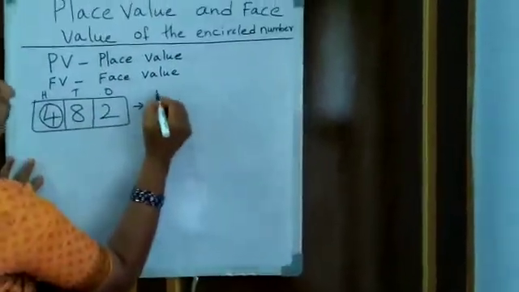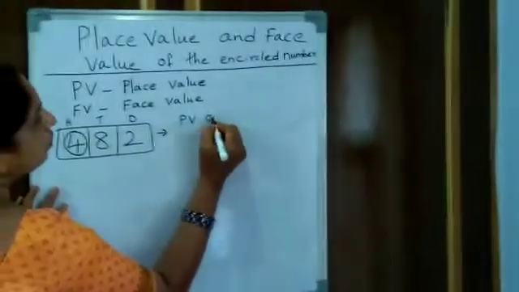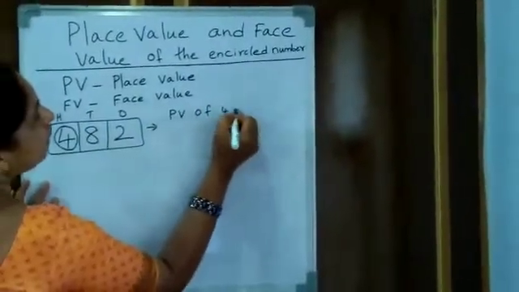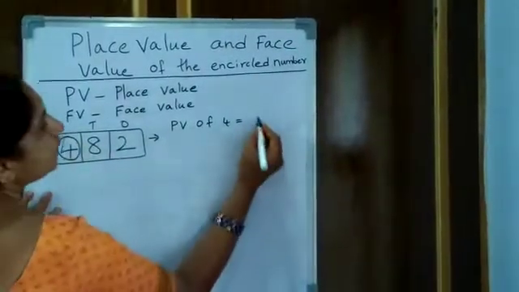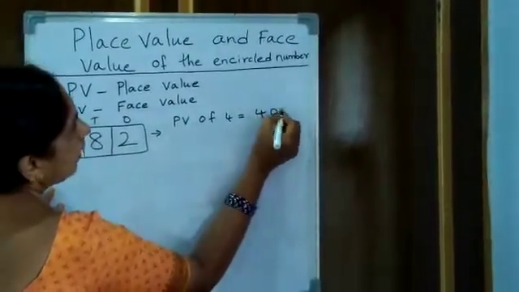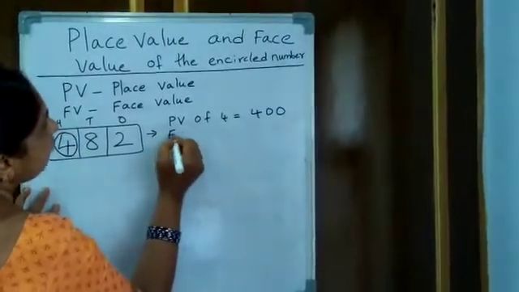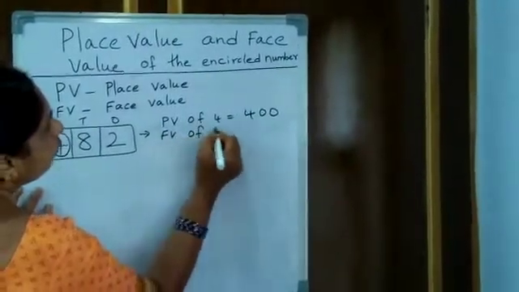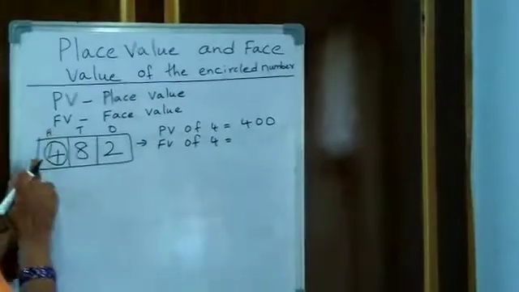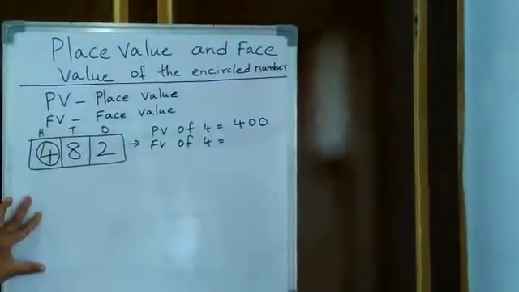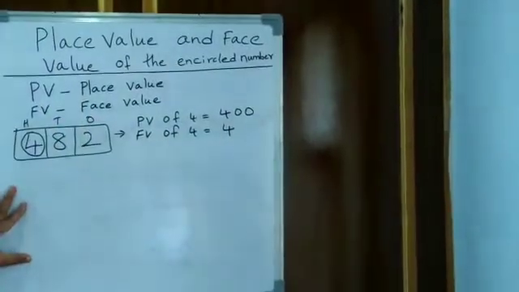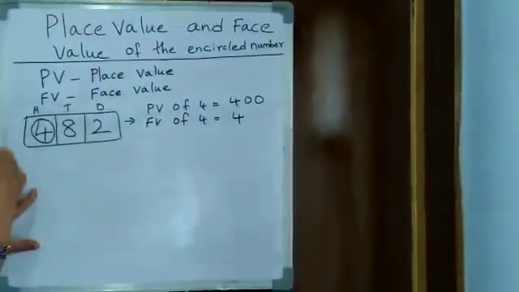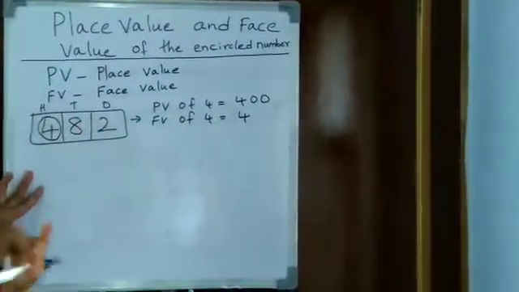Place value of 4 is equal to... In which place is 4? 4 is in the hundreds place, so 400. And face value of 4 is only 4. Is it clear? Now here I am taking the same number in a different place value.